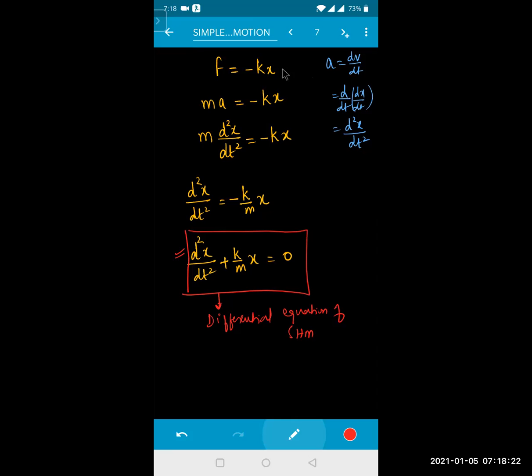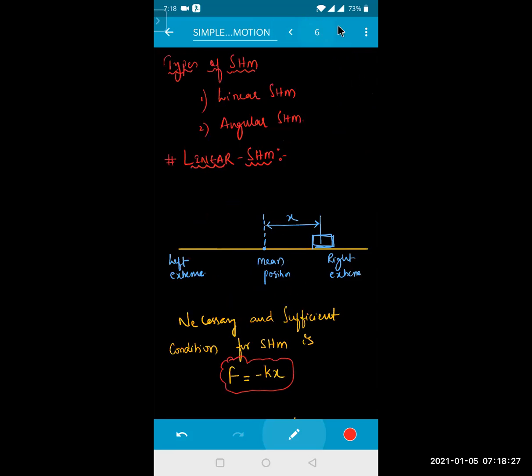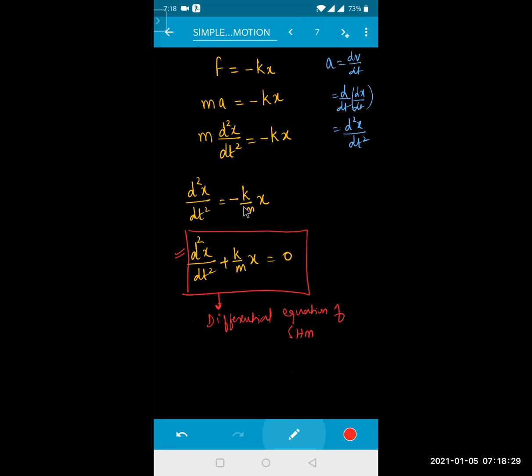How much time is left for the recording, beta? 5 more minutes. So that was about the simple harmonic motion condition. Is it clear, beta? Yes, sir. So let's try to go for the next one right now.